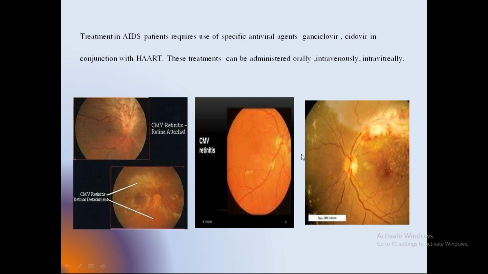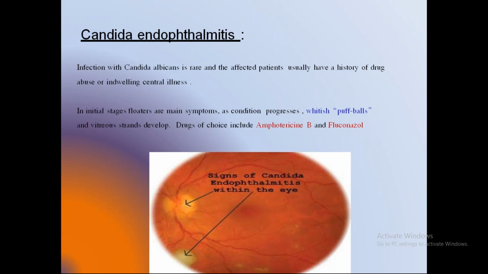So the treatment is ganciclovir, cidofovir along with HAART. The treatment can be administered orally, intravenously and intravitreally depending upon the severity of the disease.